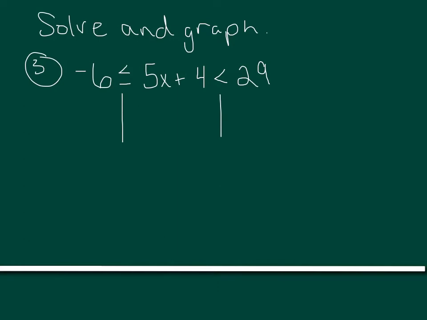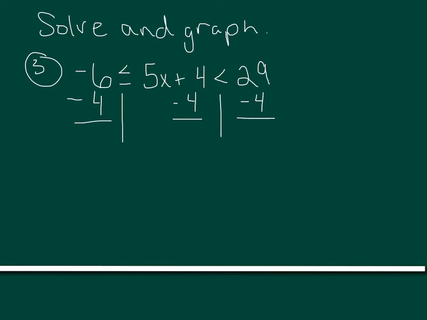I do not want to do anything with that -6. Some people try to add that to the other side. We don't want to do that. We want to keep all 3 separate. So I want to subtract 4, and if I do that from the middle, I have to do it to the right side and the left side. It has to be done to all 3, otherwise you're going to mess up.